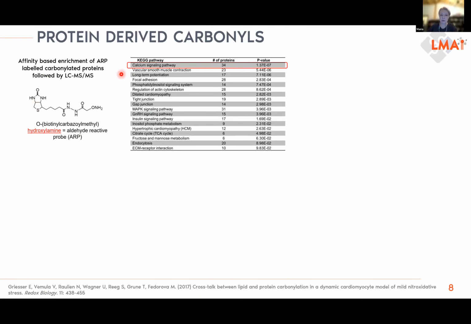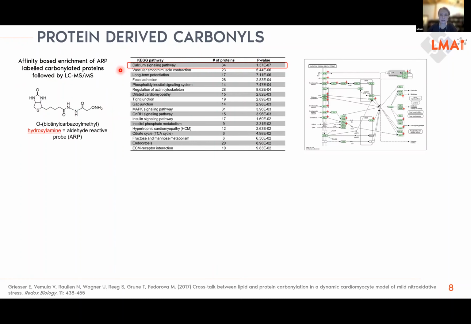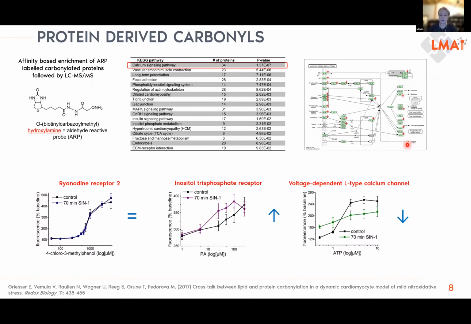And in this particular system, we got a high enrichment of carbonylated proteins in the calcium signaling pathway, which makes a lot of sense for cardiomyocytes. You can see here a representation of the KEGG pathway for calcium signaling. So many proteins were modified, and we can even provide some functional readouts for selected ones. We looked at calcium signaling with the different receptors or channels, and we can see quite different responses. All of them were modified by these carbonylated lipids, but some of them actually increased their activity, some decreased, and some stayed as they were.